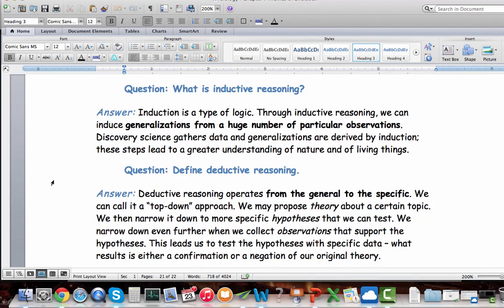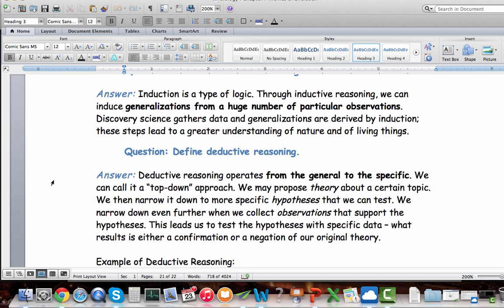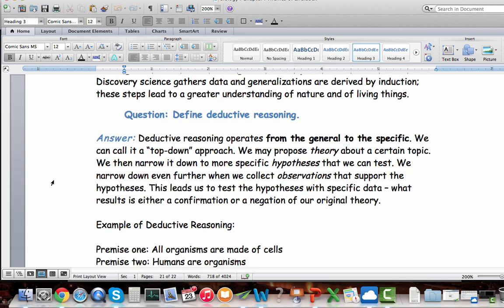Question: what is inductive reasoning? Answer: induction is a type of logic. Through inductive reasoning, we can induce generalizations from a huge number of particular observations. Discovery science gathers data and generalizations are then derived by induction. These steps lead to a greater understanding of nature and of living things.